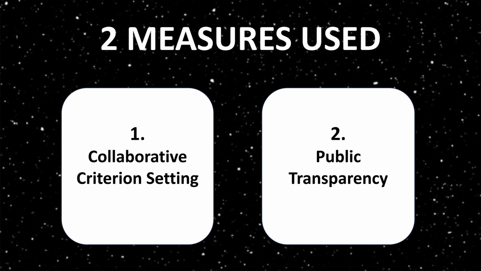Then the second is public transparency. Once the criteria are established, they should be made public and open to scrutiny. This transparency ensures that the criteria are not arbitrary or subject to the personal preferences or biases of individual teachers. By making the criteria accessible to students, parents, and other stakeholders, there is accountability and an opportunity for feedback or challenge if the criteria are perceived as unfair or inappropriate.